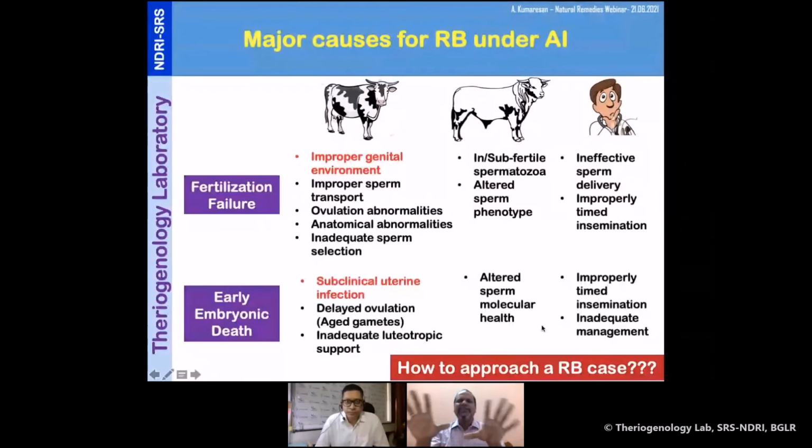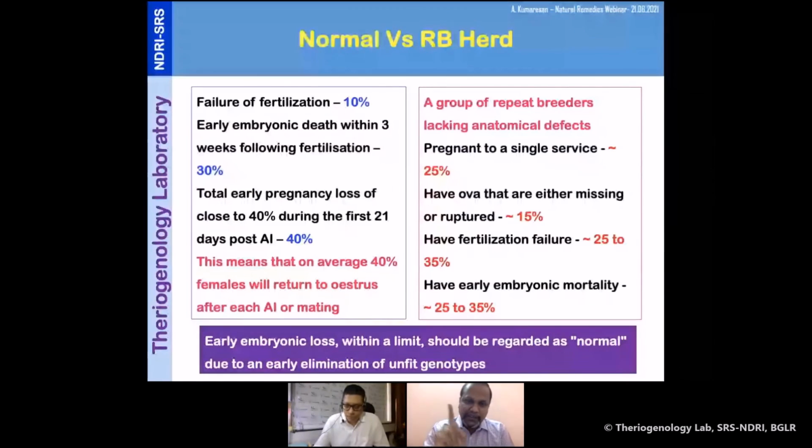In these given cases, the normal process is altered, and these are all the factors contributing to repeat breeding. So how do we approach it? We have to first understand the normal herd and the repeat breeding herd. It is humanly impossible for any person on earth to make 100% of animals pregnant. It is not possible at all. It is something beyond what we have understood, beyond our capability.